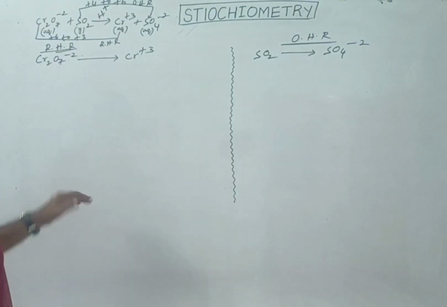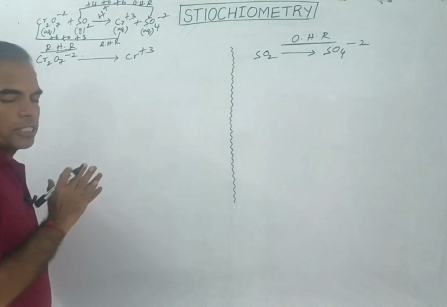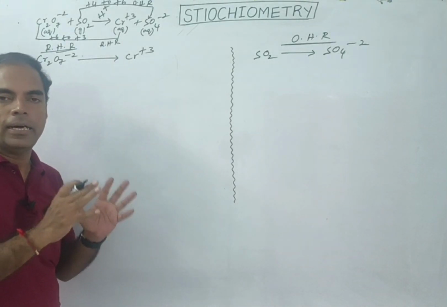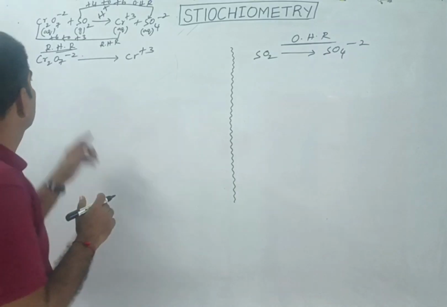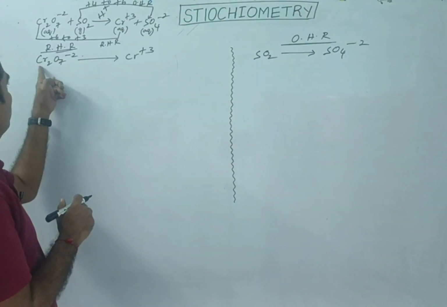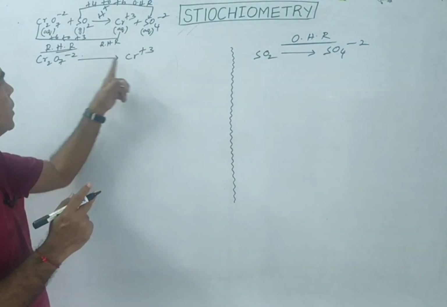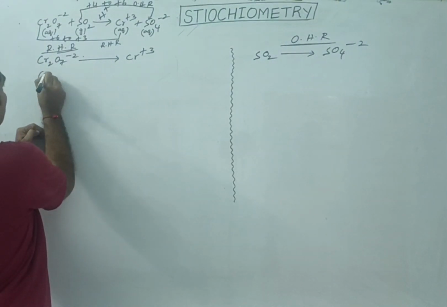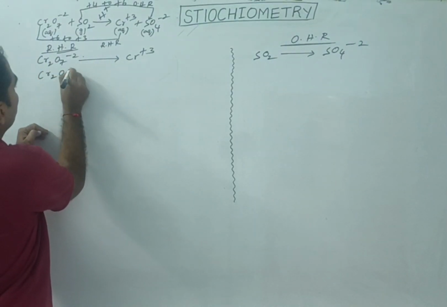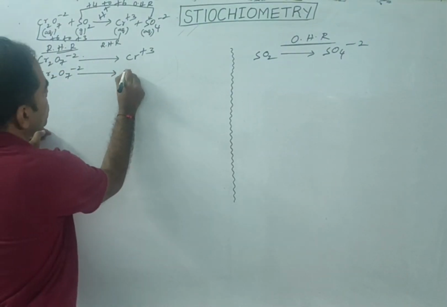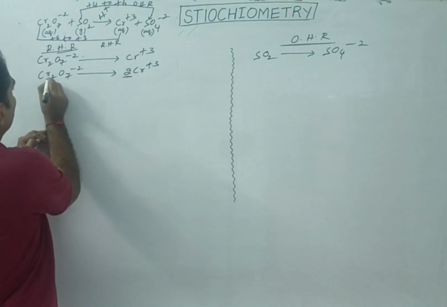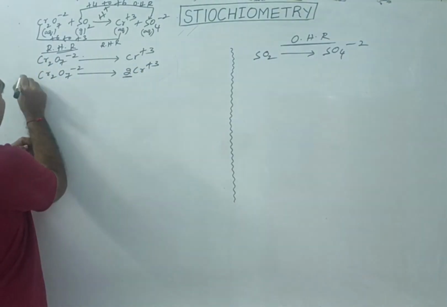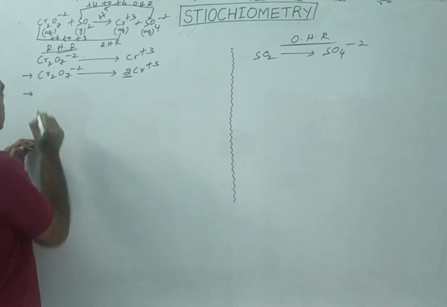Now, first step, balancing the atoms other than oxygen and hydrogen. Here, other than oxygen means chromium. How many chromiums are here? 2 chromium. Here only 1 chromium. So you have to write Cr2O7 2- gives rise to 2 Cr 3+. Observe here 2 Cr, 2 Cr. Right. Next step.